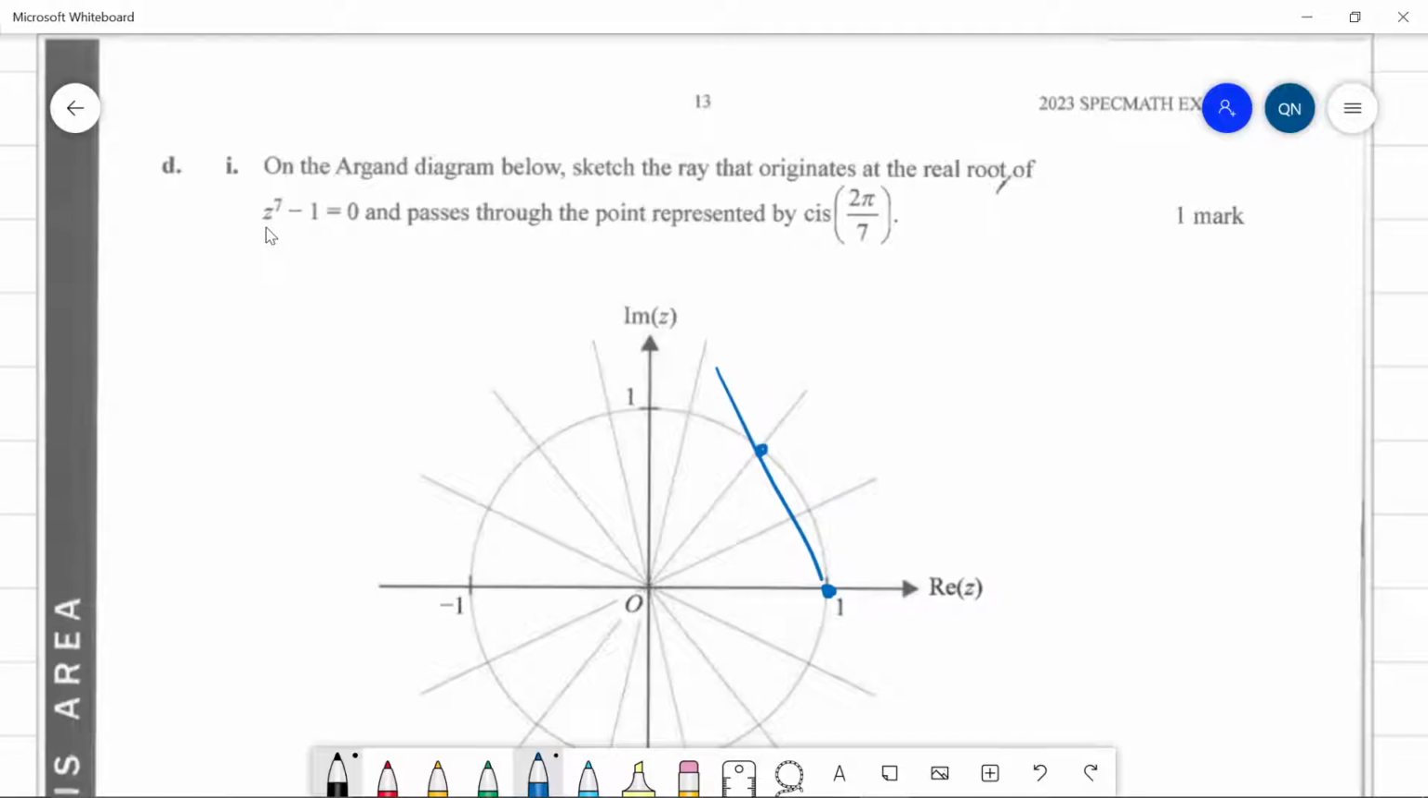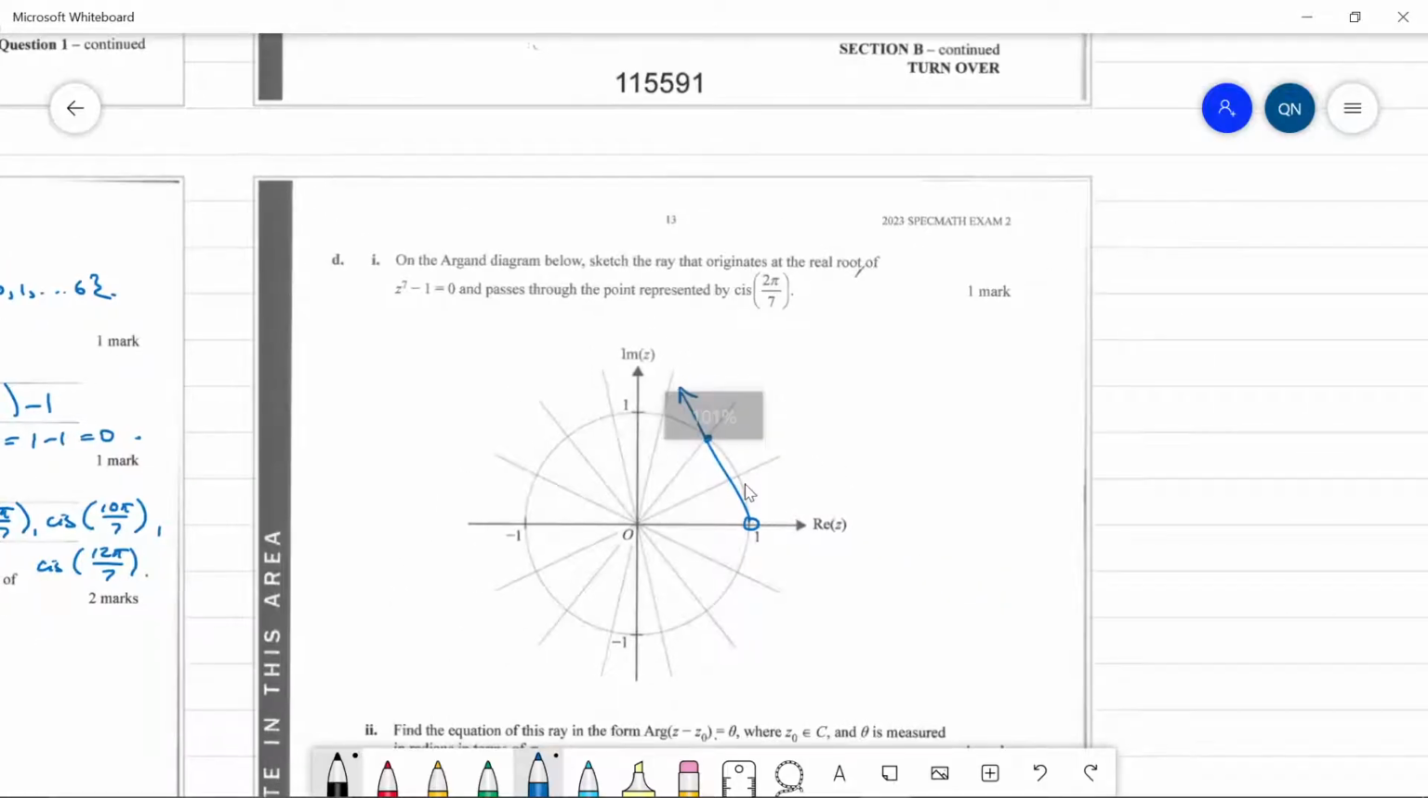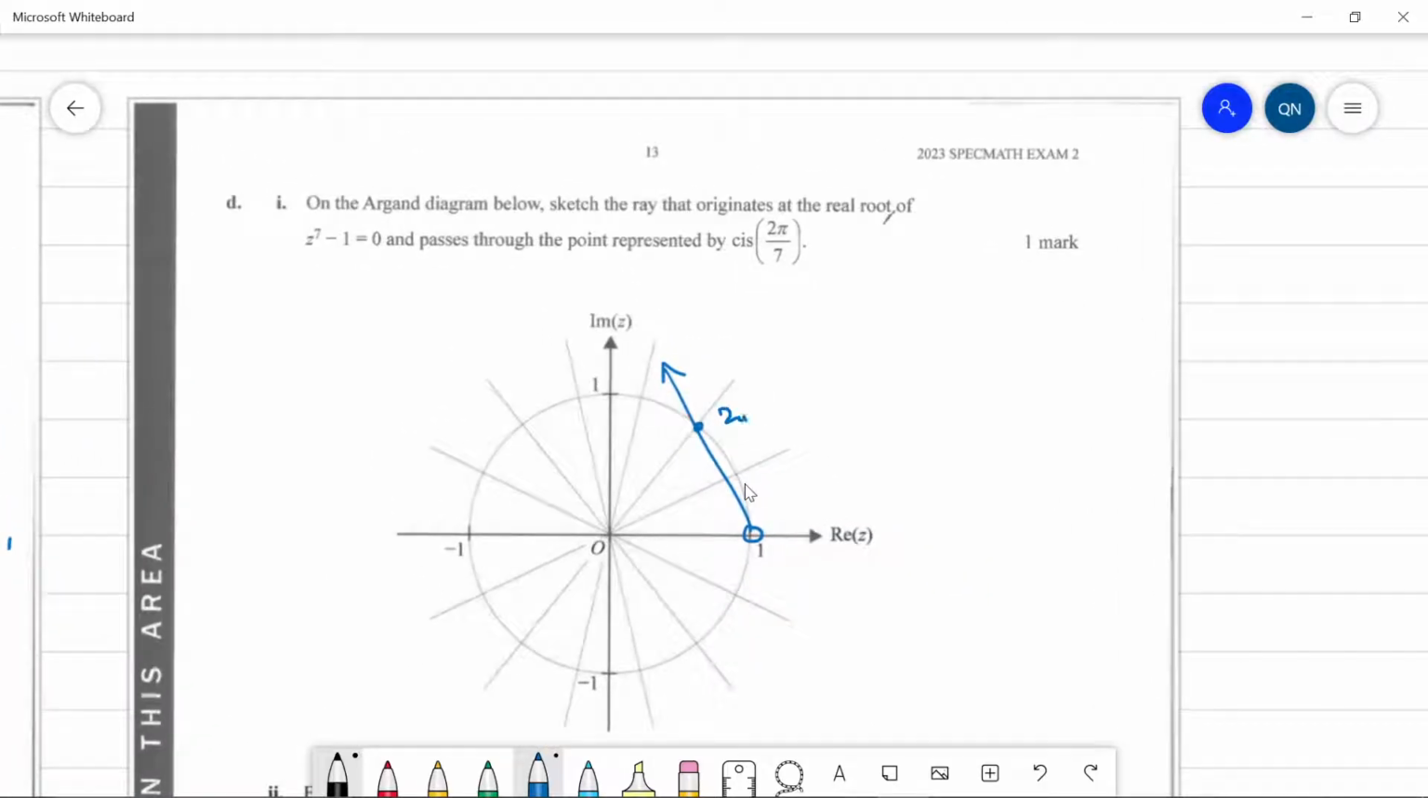Do we do closed or open endpoints? I can't remember. I'm pretty sure if you represent it by arg of something, then it's open. I'll just go open, because I don't remember drawing rays with closed endpoints. So this is 2π/7, or cis of 2π/7, and that's 1.